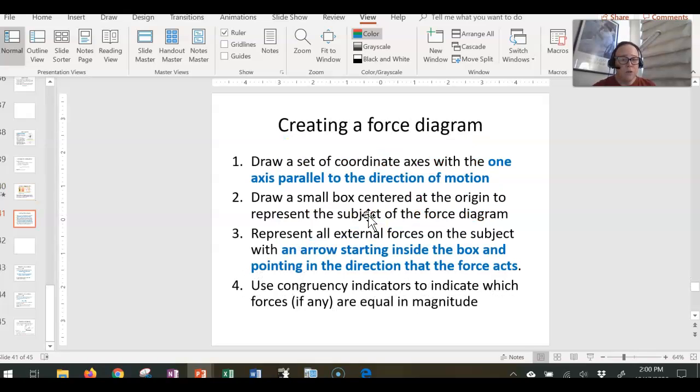So when you create a force diagram, you always want to draw a set of coordinate axes with one axis parallel to the direction of motion. You'll draw a small box at the origin that represents the subject of the force diagram. Then you will represent all of the external forces on the subject using an arrow that starts inside that box and points in the direction that the force acts. And if you have forces that are equal and opposite to each other, you will use congruency indicators to show that those forces are balancing.